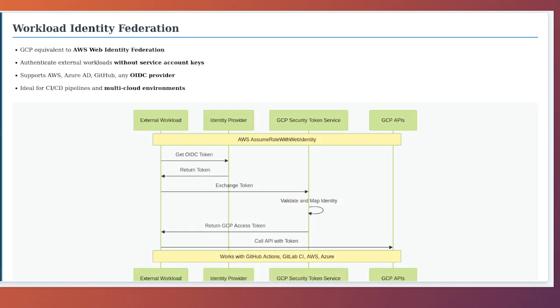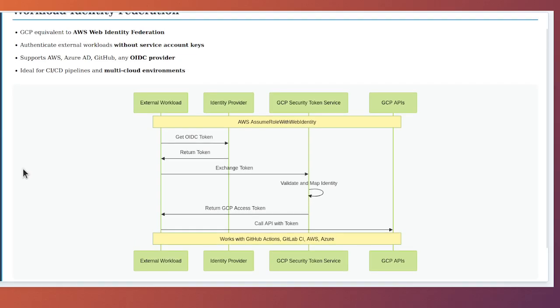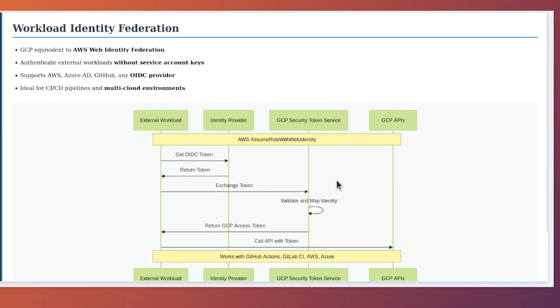Workload Identity Federation. Workload Identity Federation in GCP is the equivalent of AWS Web Identity Federation and SAML Federation combined. It allows workloads running outside of GCP to authenticate to GCP services without using service account keys. This is crucial for multi-cloud environments and CI/CD pipelines running in external systems.